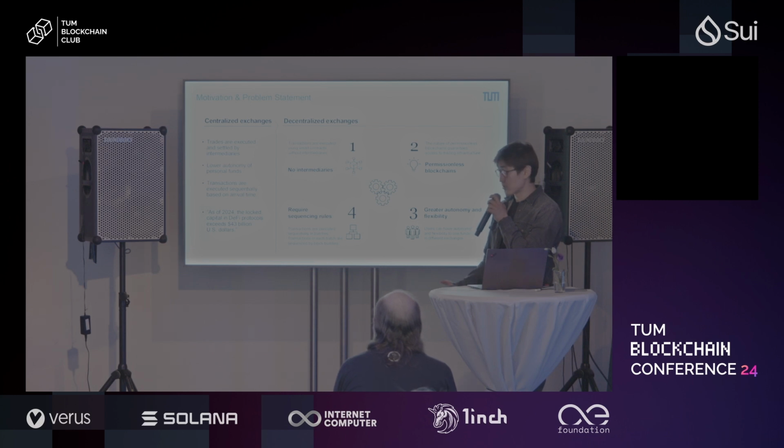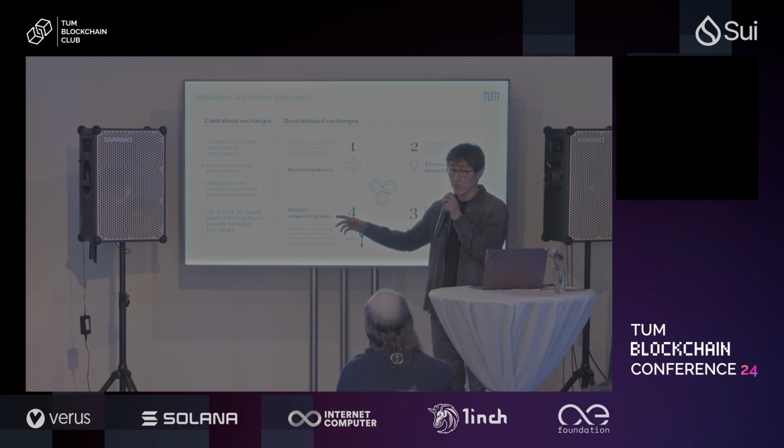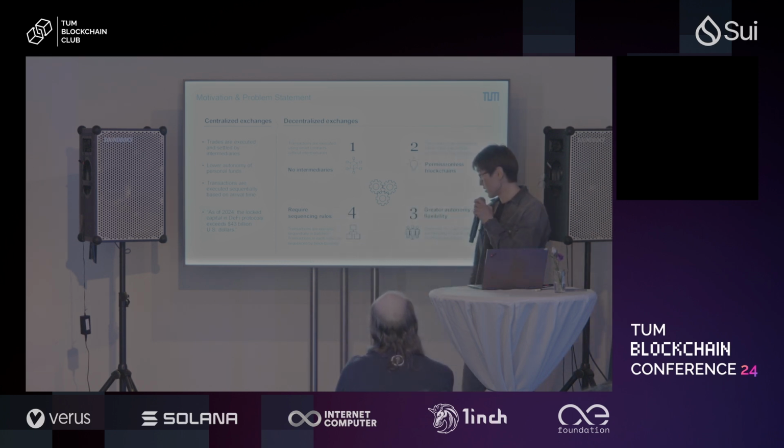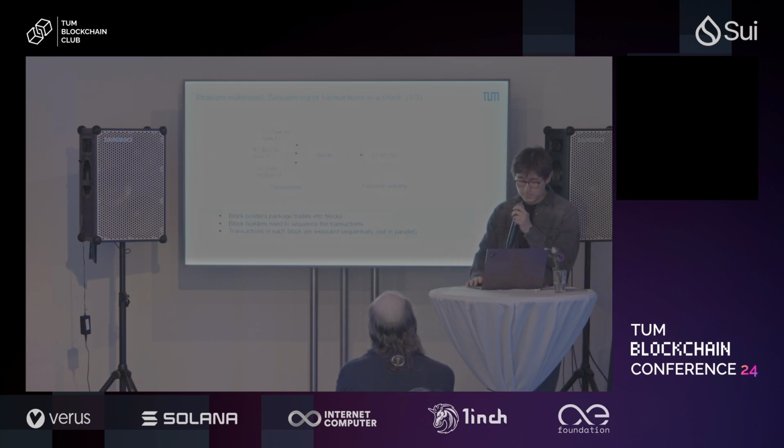Since I'll be talking about trading on decentralized exchanges, I'll do a quick refresher so we know the difference between centralized exchanges and decentralized exchanges. Decentralized exchanges bring a lot of different benefits like no intermediaries or greater autonomy and flexibility, but for us the important thing is that when we trade on decentralized exchanges, our trades, before they're included in the blocks, need to be sequenced, at least on Ethereum and EVM blockchains. And these sequencing rules can be simple, but there are different ways to implement them.